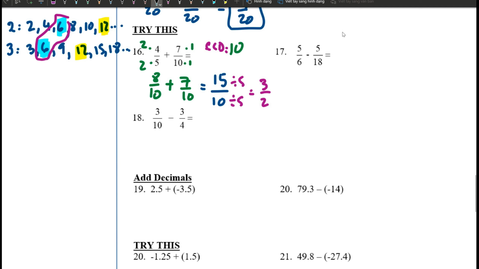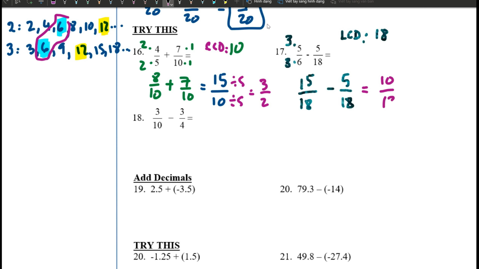Number 17. The LCD will be 18, right? Because 6 can go into 18. 6 times 3 will give you 18. So multiply the numerator and denominator by 3. That will give you 15 over 18 minus 5 over 18. And we can subtract them. That will give you 10 over 18. And reduce it by 5. Oh, sorry, my bad. Reduce it by 2. That will give you 5 over 9.